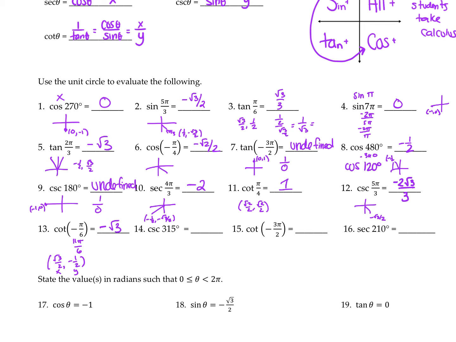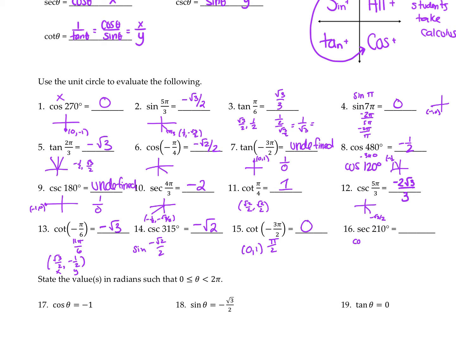Cosecant at 315 is negative root 2 over 2, which is what the sine would be there. So we're doing the reciprocal, it's just negative root 2. Cotangent at negative 3 pi over 2 is the same as at pi over 2. The coordinate is 0, 1. Since it's x over y, it'd be 0 over 1, which would be 0.